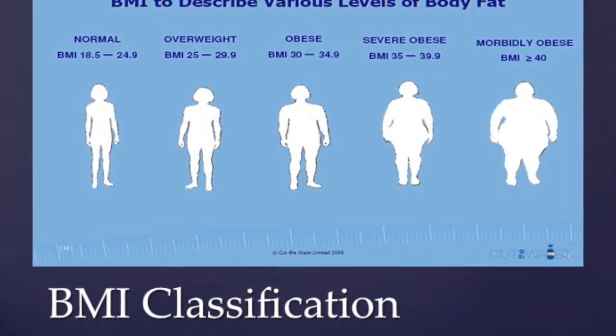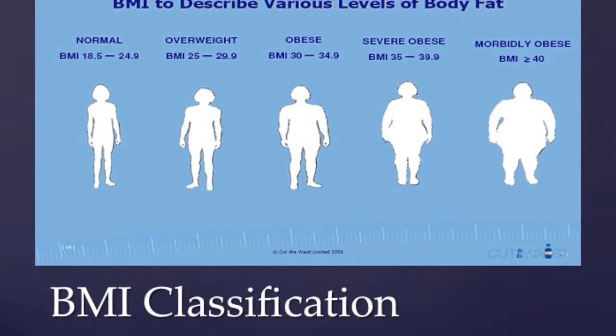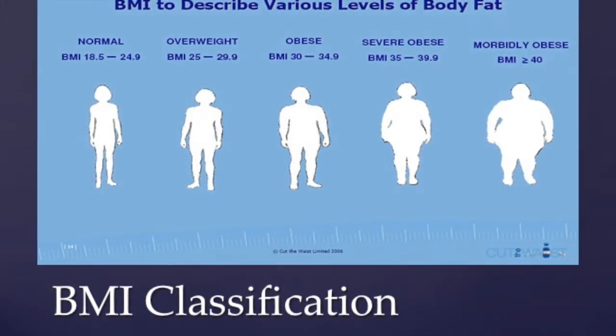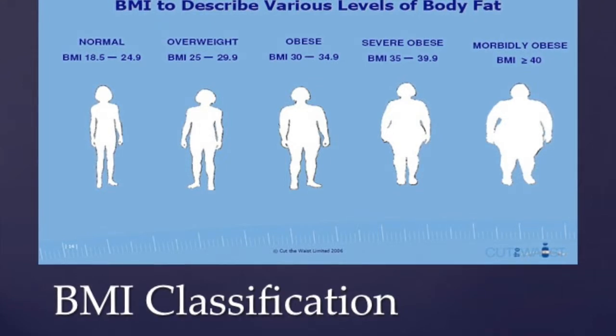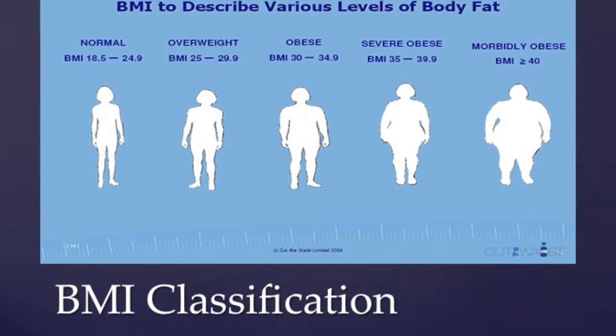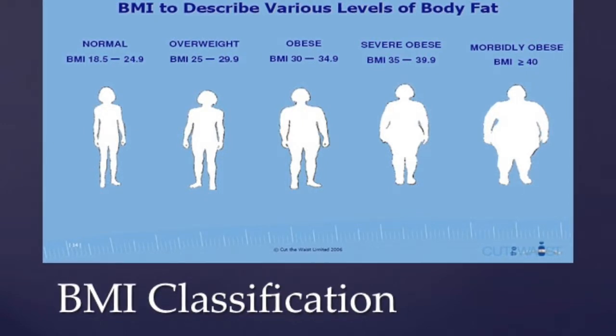Individuals in the normal and overweight range should follow ACSM's normal recommendation for physical activity. Now, the individuals that are obese, severely obese, and morbidly obese may need to increase those recommendations so they can lose the excessive body fat, which is essential for their health.